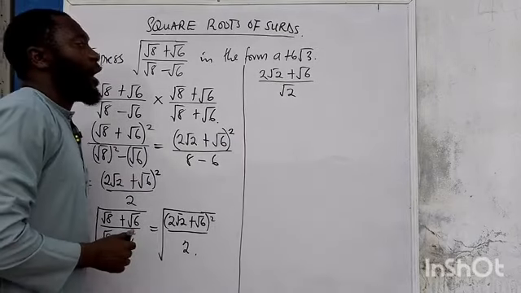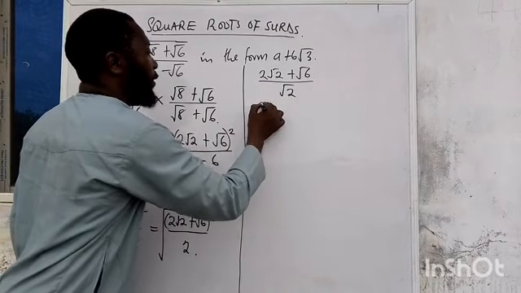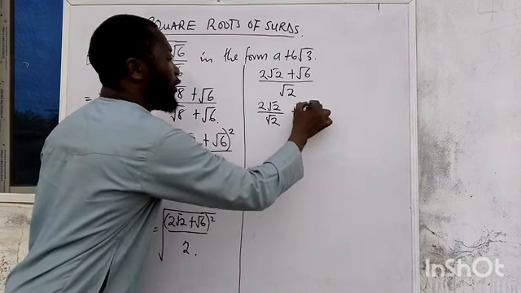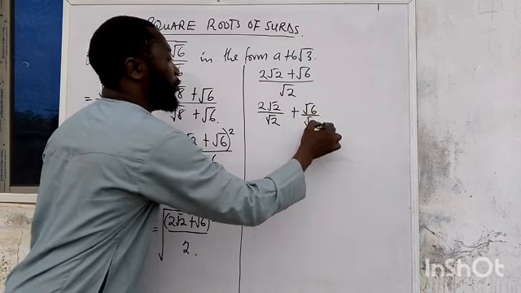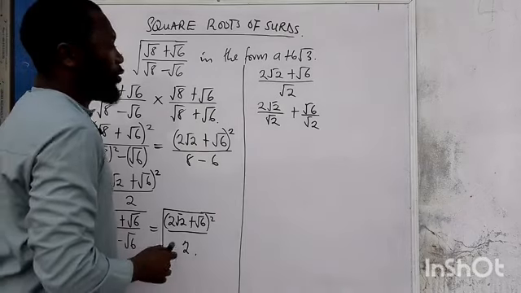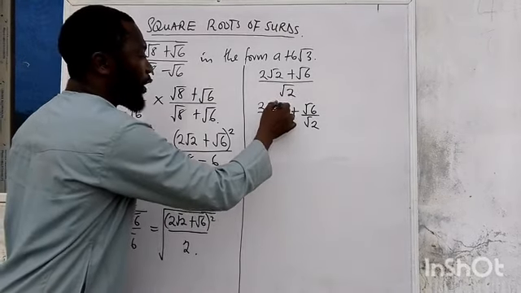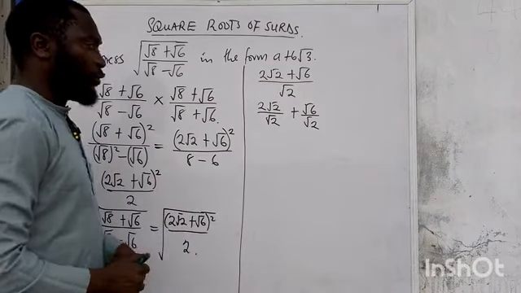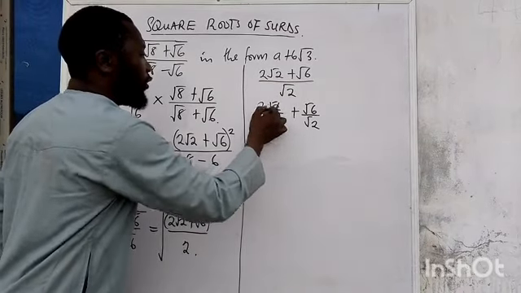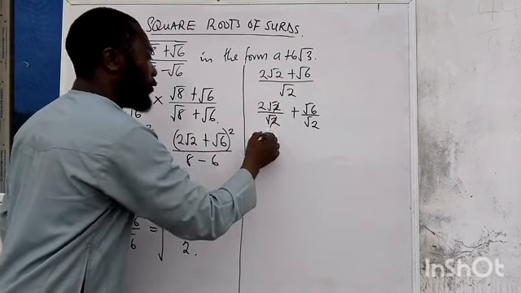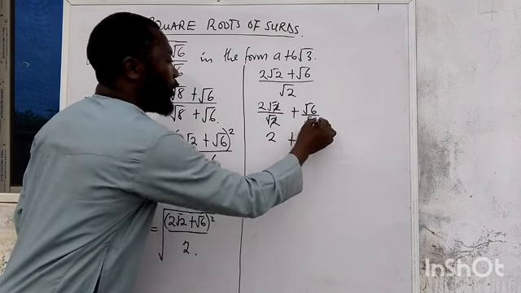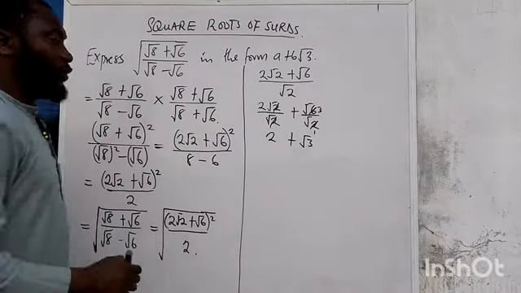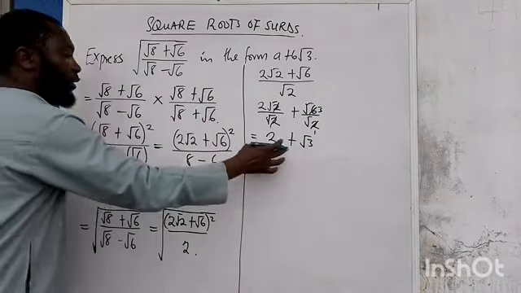Now I can simplify further by rewriting this as 2 root 2 divided by square root of 2, plus root 6 divided by square root of 2. According to the rules of surds, the value inside the root can divide the value inside the root. So 2 divided by 2 is 1, and square root of 1 is 1, so you still have 2 here. Plus 6 divided by 2 is 3, so you have just square root of 3. So the square root of this expression equals this.